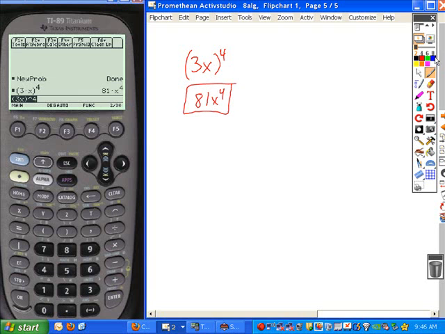And now, what if you wrote 3 to the 4th, x to the 4th? Would that be correct? Is that the same thing? Yeah. Okay. So make sure you can identify both of these.